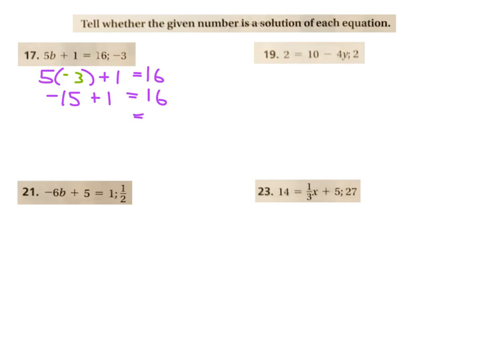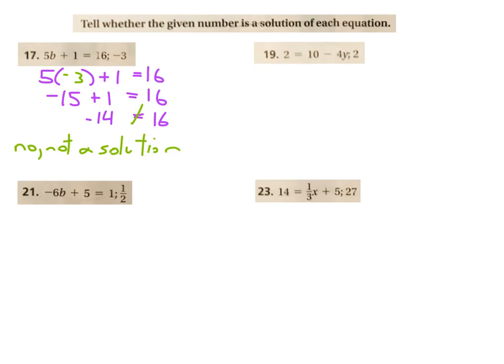Okay? And then instead of crossing over by saying plus 15 on both sides or something like that, you are just simplifying what's on each side separately. So -15 plus 1 is -14. On the other side is 16. And now that we got to that point, you can see that's not actually a true statement. False, not equal. Okay? So we would say no, not a solution, because it doesn't work out to be a true statement when you work it all the way through. Let's keep going with that.